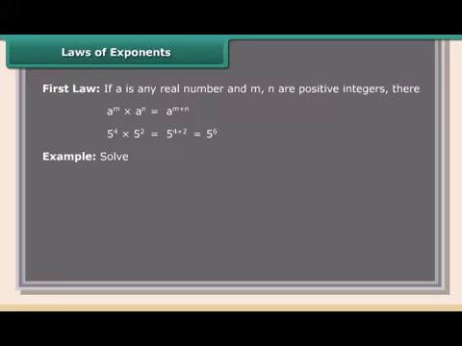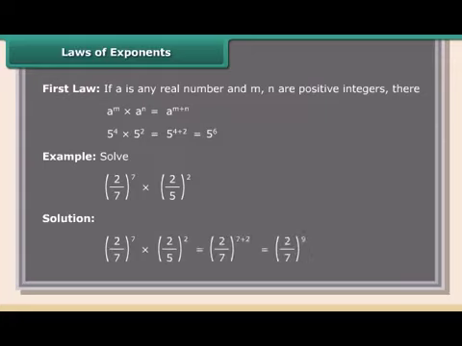Example: solve (2/7)^7 × (2/5)^2. Solution: (2/7)^7 × (2/5)^2 = (2/7)^(7+2), which is equal to (2/7)^9.